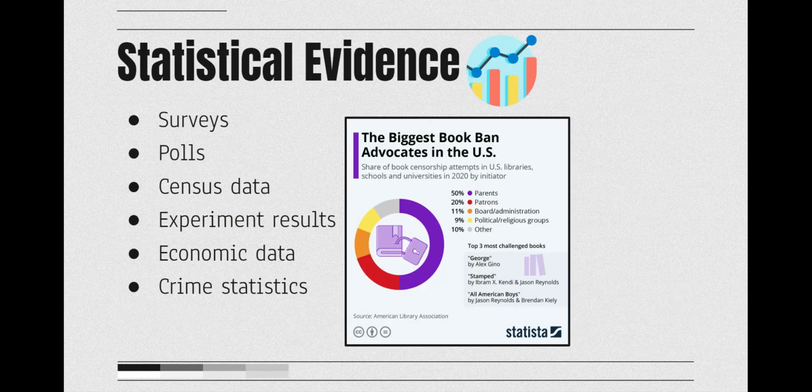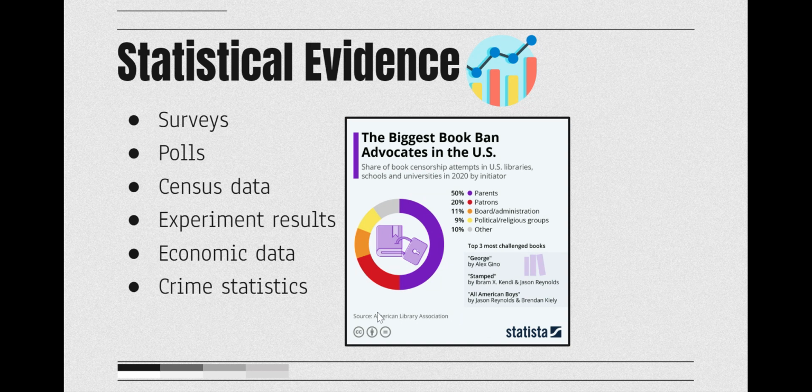Statistical evidence can be a variety of different things. It can be surveys, polls, census data, experiment results, economic data, or crime statistics. And if you look over at my infographic on the right-hand side of the screen, you'll see that this is a really great source to pull statistical evidence from. As I mentioned in class, looking at infographics in general can be really great places to pull statistical evidence. So this is a source I might include if I was looking for evidence about book bans in the US.